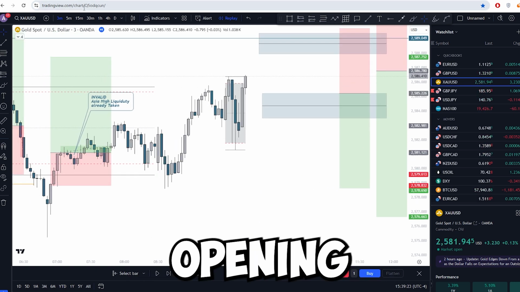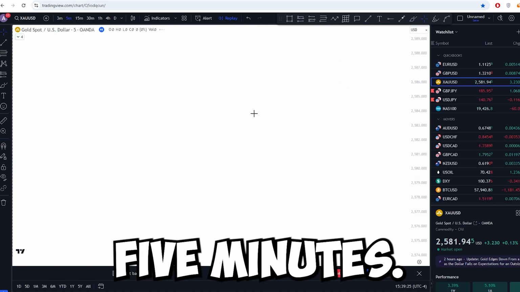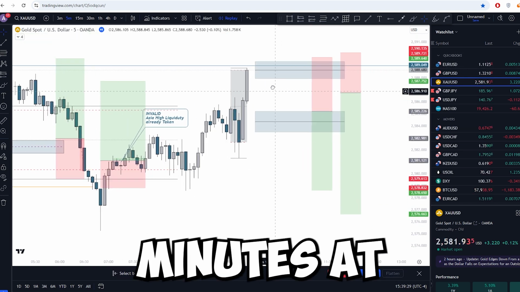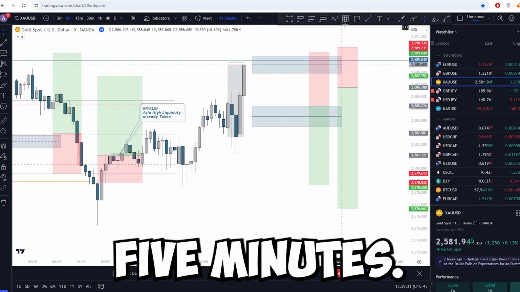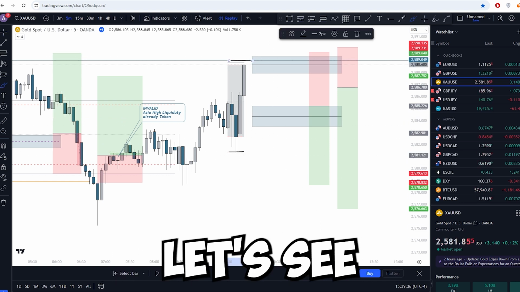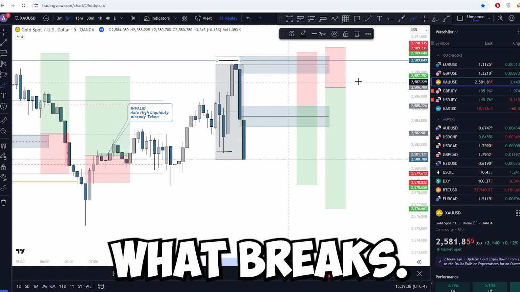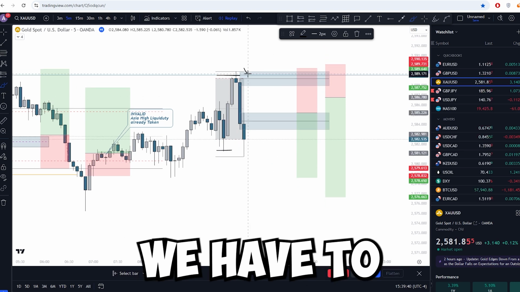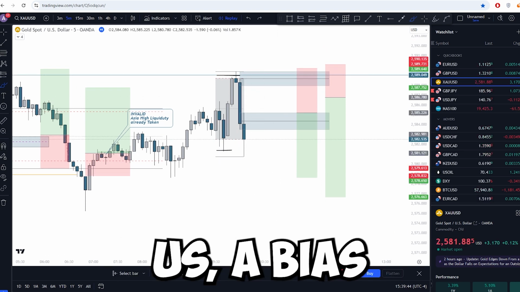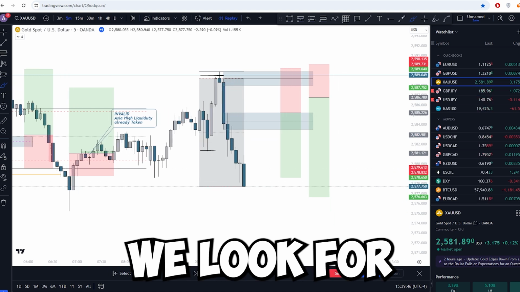Now, with that said, New York session came about. We saw the opening range. Let's look at our 5 minutes. I'm tending to enjoy the 3 minutes at the moment. Okay, look at the 5 minutes. We can see that we have the lows here. We have our high there. Let's see what breaks first. We either get a break to the upside or a break to the downside. Either of them gives us a bias of sorts, and then we look for our entry.